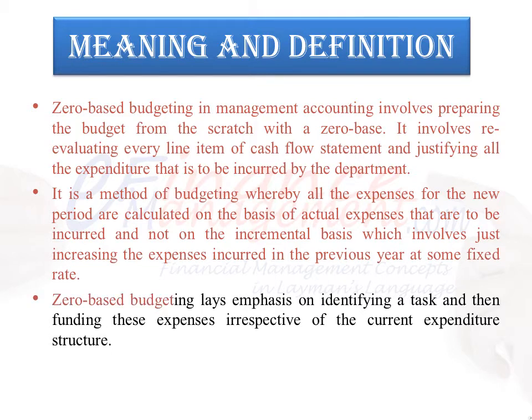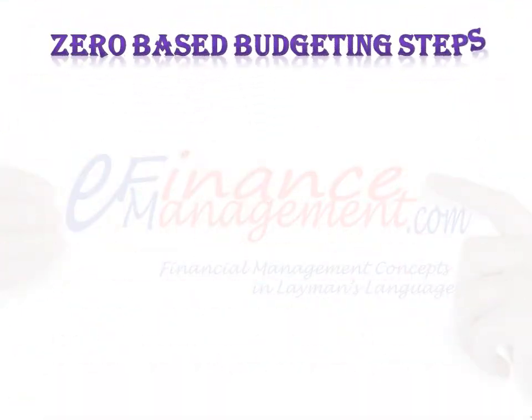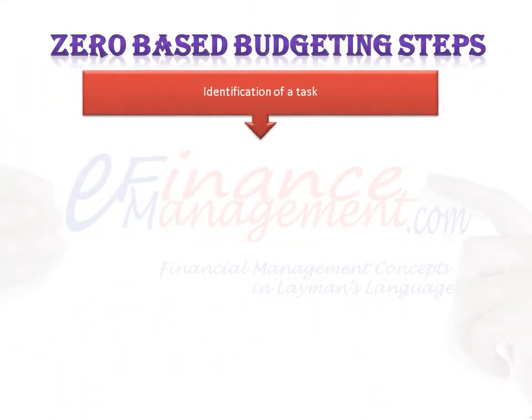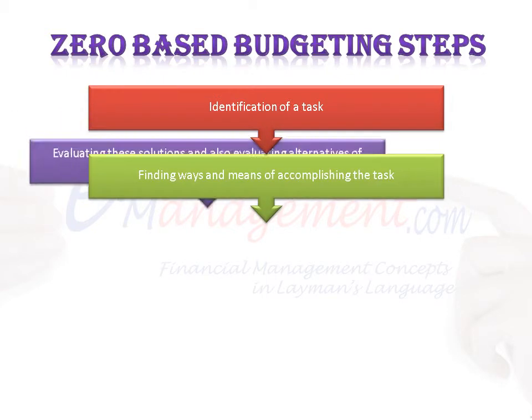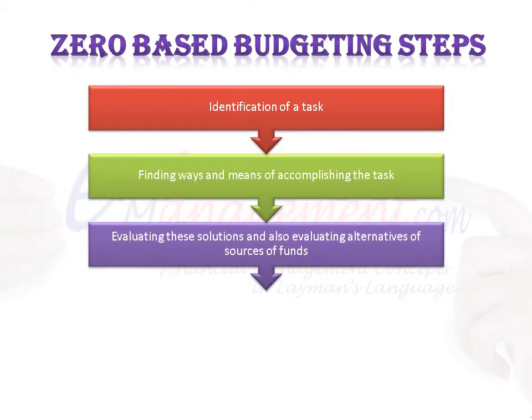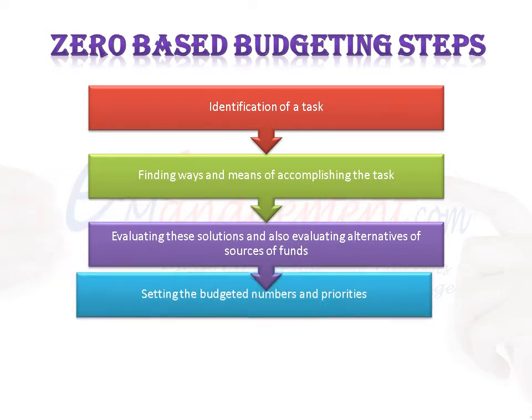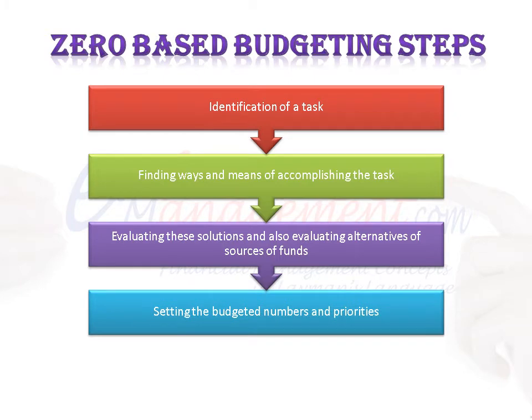Zero-based budgeting lays emphasis on identifying a task and then funding these expenses irrespective of the current expenditure structure. Zero-based budgeting steps: identification of a task, finding ways and means of accomplishing the task, evaluating these solutions and also evaluating alternatives of sources of funds, setting the budgeted numbers and priorities.